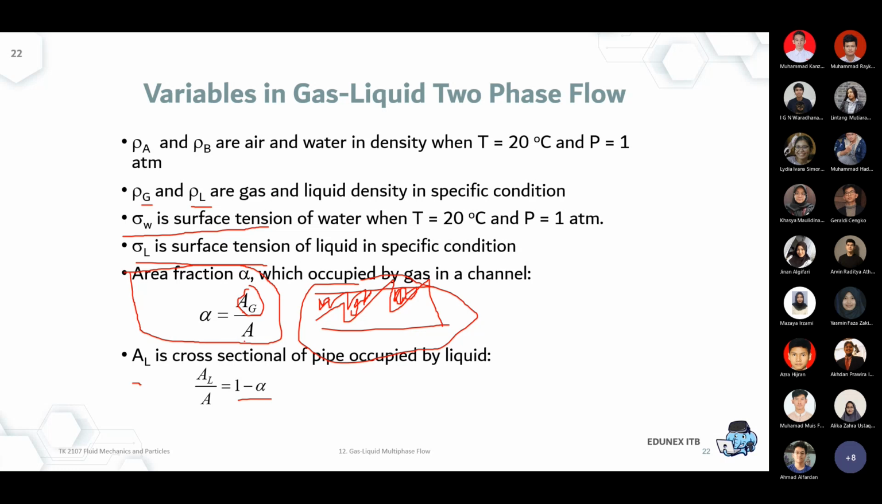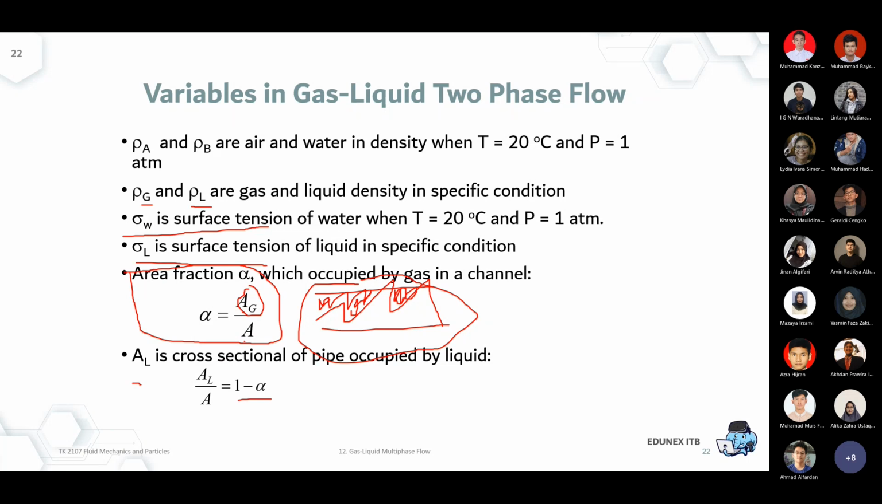So I'll refresh the variables that have been explained in the last sessions. In essence, it's important for us to separate the properties of the pure gas and the pure liquid, even though it's mixed together in a gas liquid two phase flow. Why? Because the behavior could be different between the gas and liquid phase. So it has to be treated initially as a separate phase.